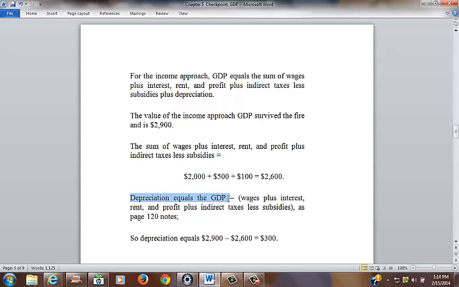Depreciation equals the GDP minus all those items: wages plus interest, rent, and profit plus indirect taxes, less subsidies. That's noted on page 120 of your textbook. So depreciation equals 2,900 minus 2,600, or $300.